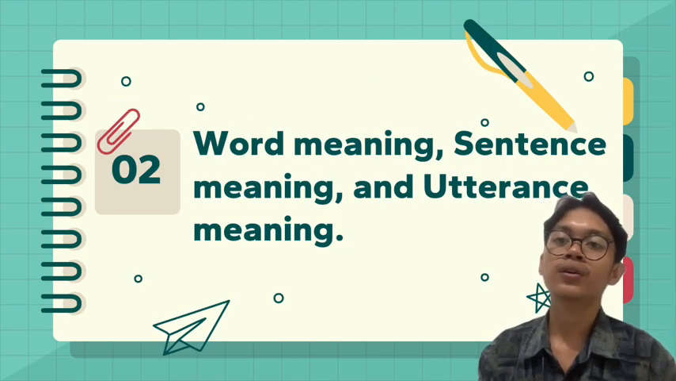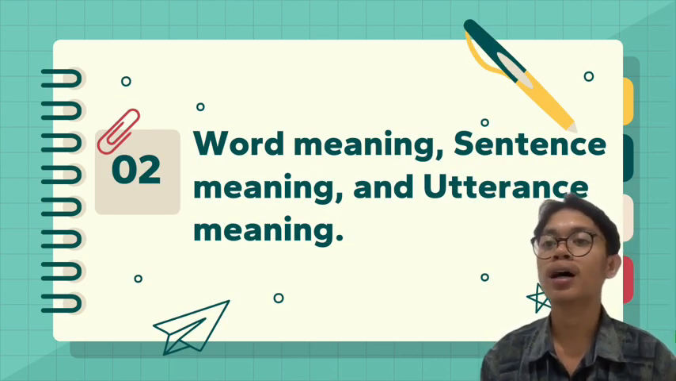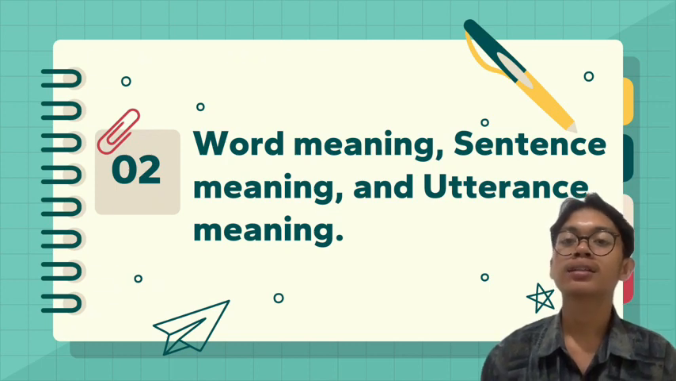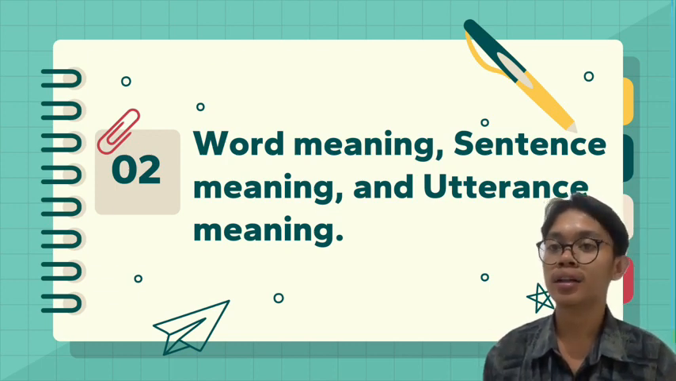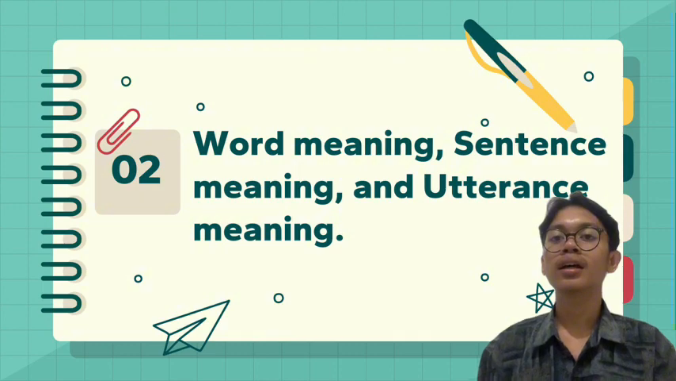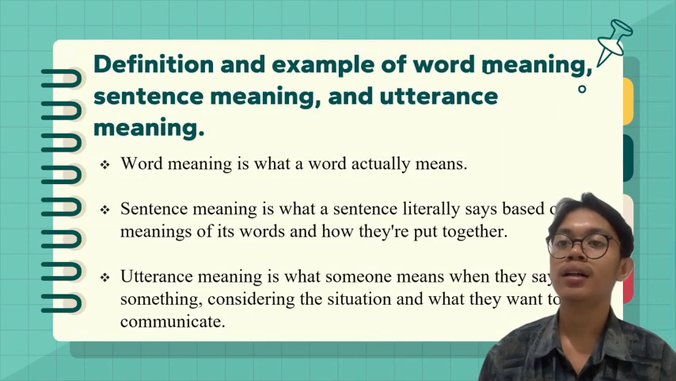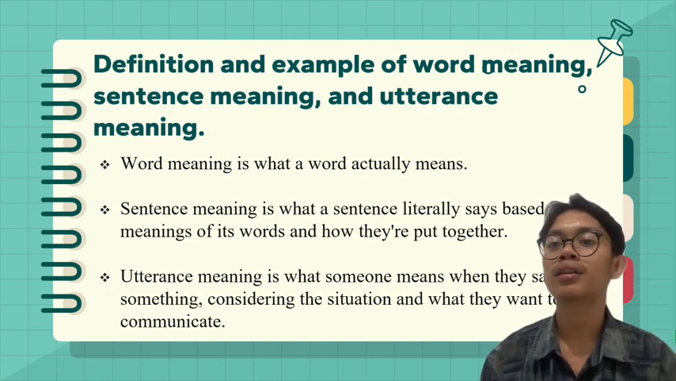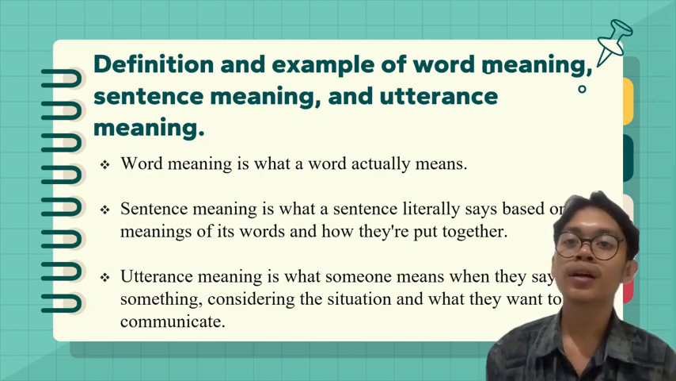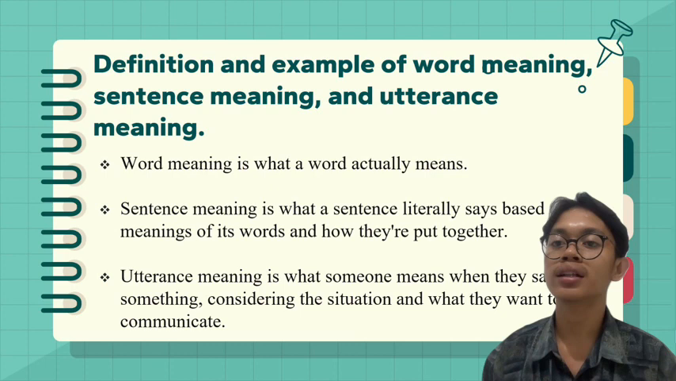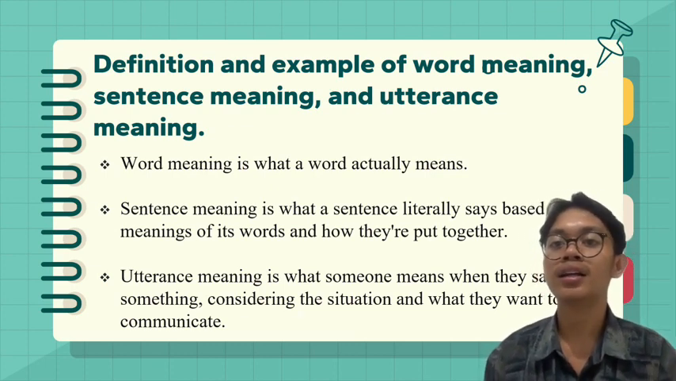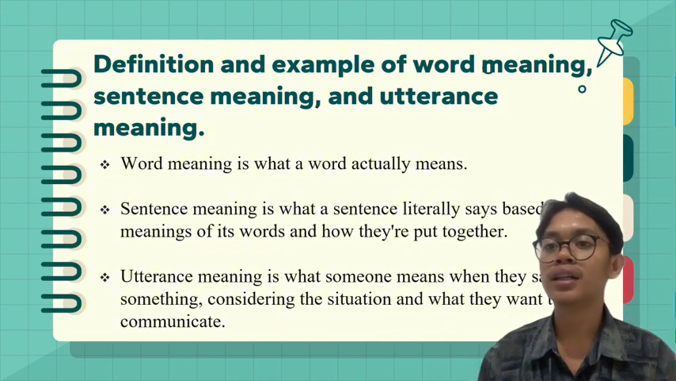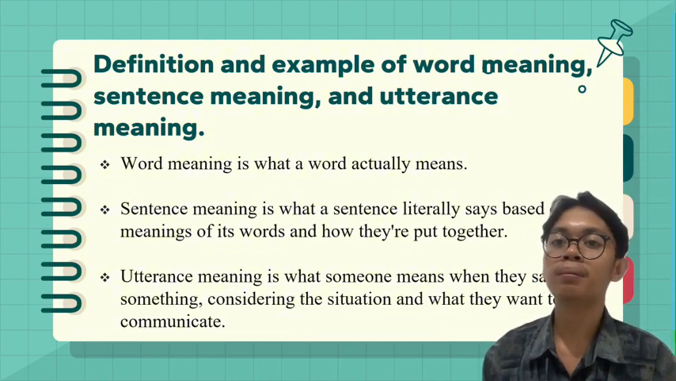We move to the second material about word meaning, sentence meaning, and utterance meaning. Alright, here are the definition and the example of word meaning, sentence meaning, and utterance meaning. Word meaning is what a word actually means, like the definition you'd find in a dictionary. It's the basic, context-independent meaning of words.